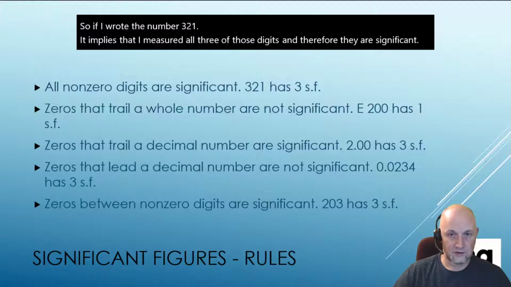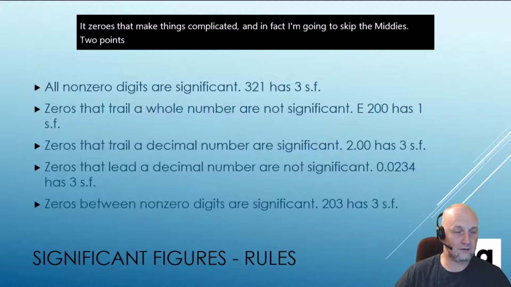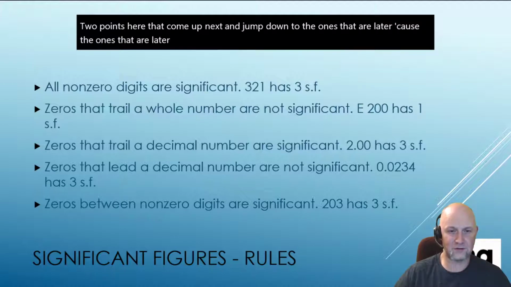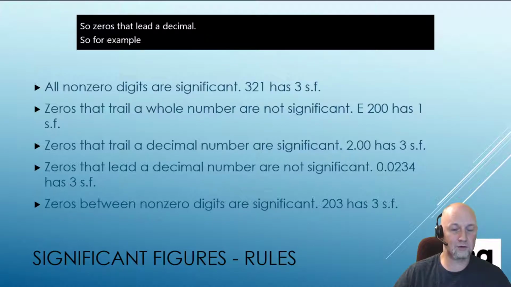It's zeros that make things complicated. And in fact, I'm going to skip these 2 points here that come up next and jump down to the ones that are later, because the ones that are later might make a little more sense at first. So zeros that lead a decimal. So for example, 0.0234.